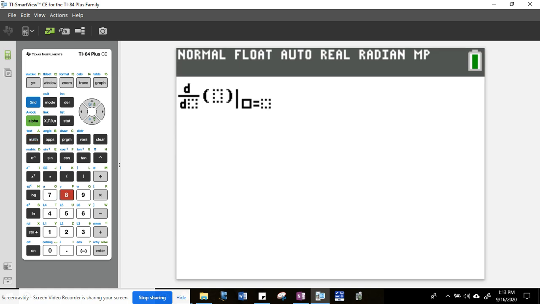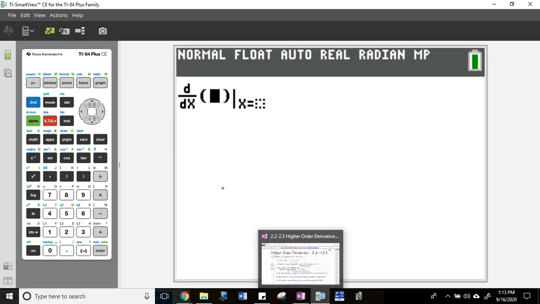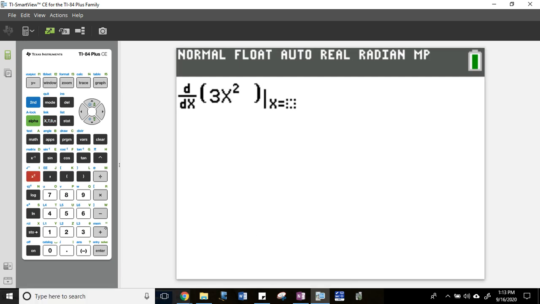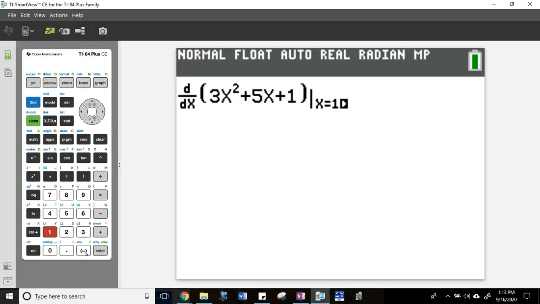Now, if you have a newer calculator, this is so nice because it kind of tells you the setup here, right? You need to tell it you're taking the derivative with respect to what variable. That will be x all the time for us. And then you put your function in here. The function f of x was 3x squared plus 5x plus 1. And then down here, you want to evaluate when x equals, what did they just ask us to do? Just when x equals 1. We get the same thing, get 11.